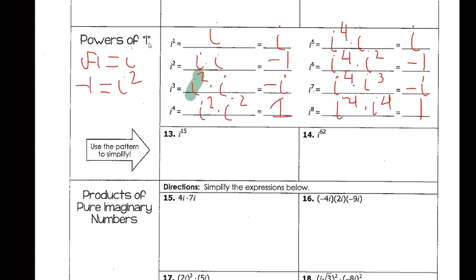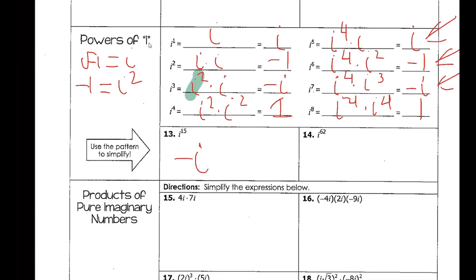So for example, i to the 15th, you want to talk about multiples of four. So 4, 8, 12, that would be here. And then 13 would be here, 14 would be here, 15 would be here. This would be negative i. I don't know if that makes sense.